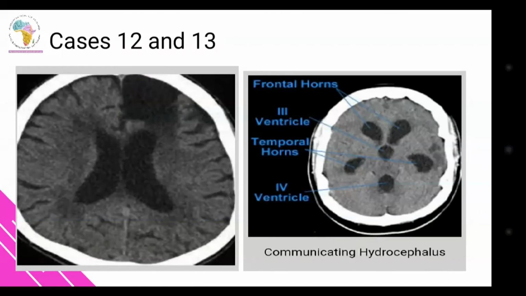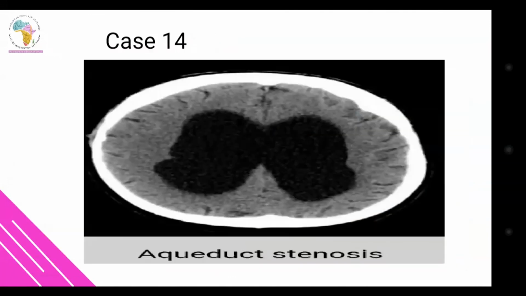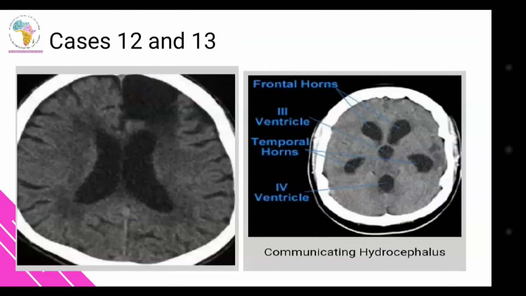Now here we leave stroke and come down to case 13, where we talk about hydrocephalus. Here you can appreciate different dilatations. You can see the frontal horns are dilated. You can see the third ventricle, because I said initially that the third ventricle is normally slit-like in shape, but you can see that it's kind of spherical, meaning it's dilated. Then you have the temporal horns, which are also dilated, and the fourth ventricle dilated.